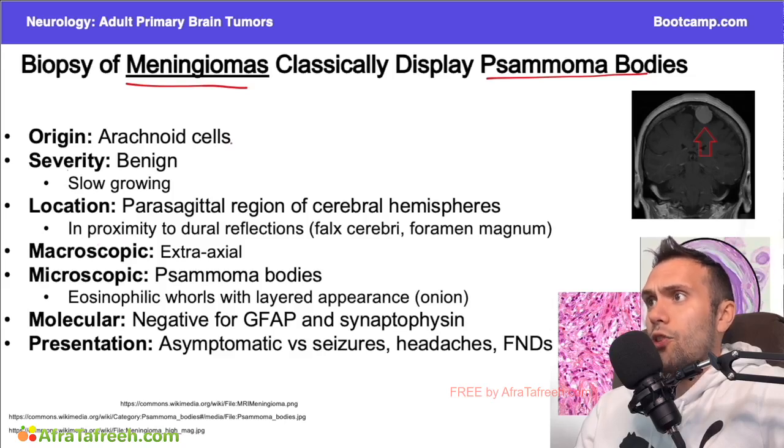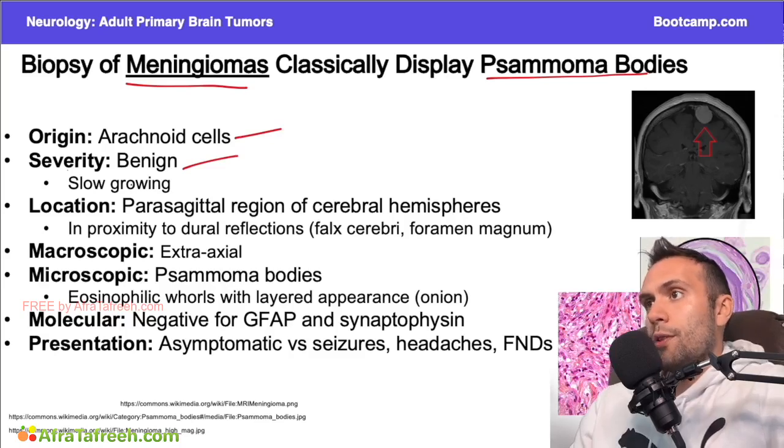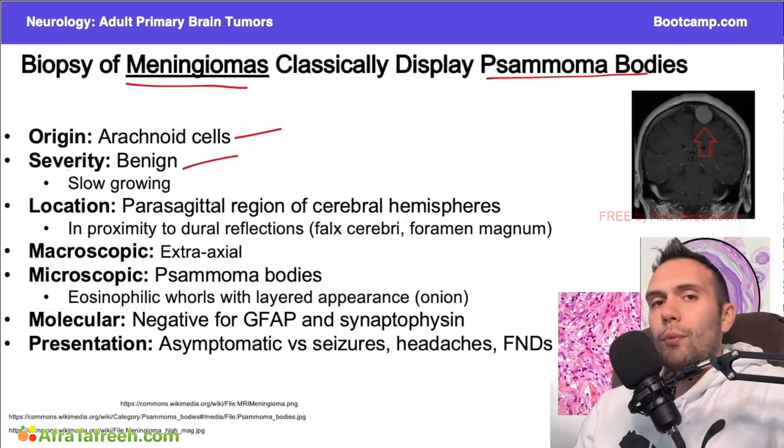All right, so the origin is going to be arachnoid cells. So again, not necessarily from glial tissue. The severity, again, benign, just like your oligodendromas and most of your acoustic neuromas, very slow growing in general. And the classic region, like we said, with the oligodendromas, they could be in different regions of the brain, but they usually ask about the frontal lobe.